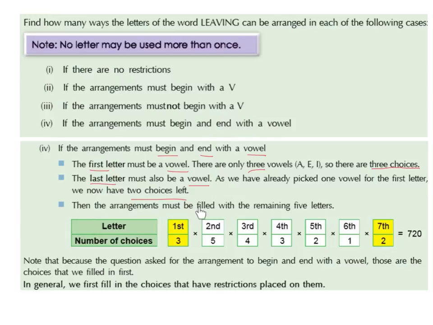Then the arrangements must be filled with the remaining 5 letters. So if we've used up a vowel for the first, and we've used up a vowel for the last, doesn't matter which of the vowels it is, then 7 minus 2 leaves us with 5 letters. So we've got a remaining 5 letters.